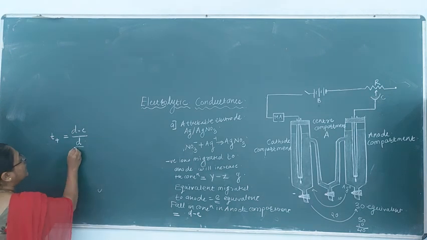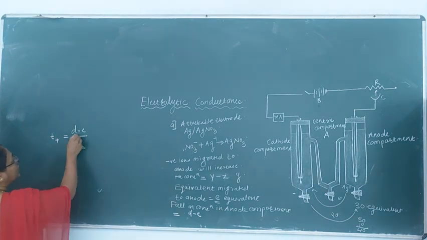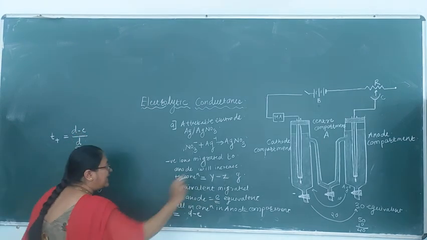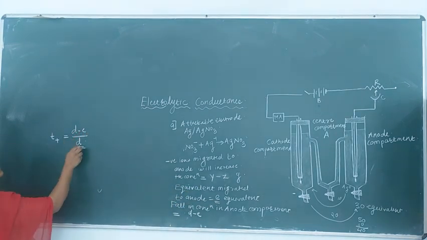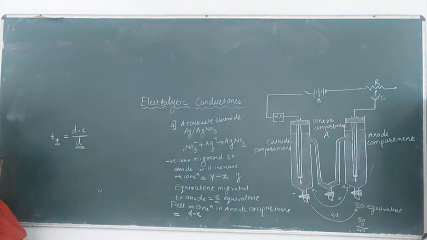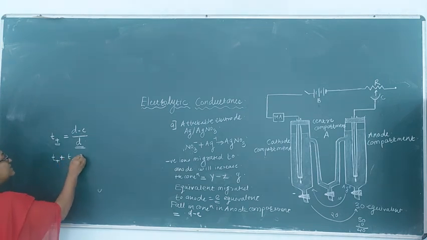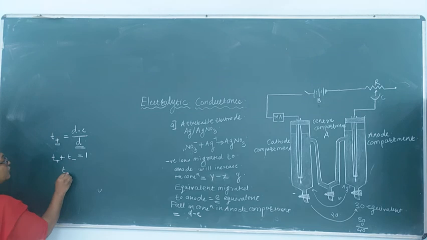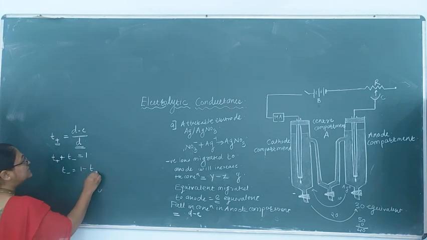This is the total amount of the electricity carried out, while this is only the amount of electricity carried by the cations. Therefore (D minus E) divided by D is the fraction of the current or the electricity carried by the positive ion. And therefore, to find T minus, we know that T plus plus T minus is equal to 1. Therefore T minus is equal to 1 minus T plus.